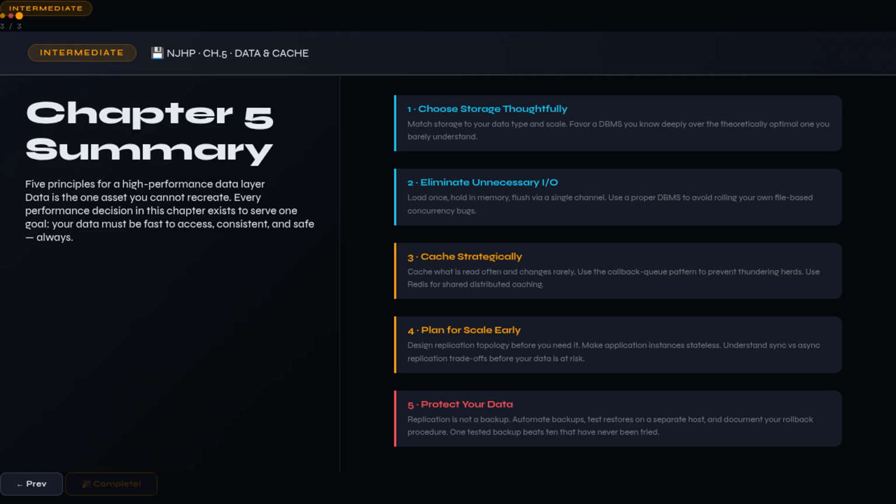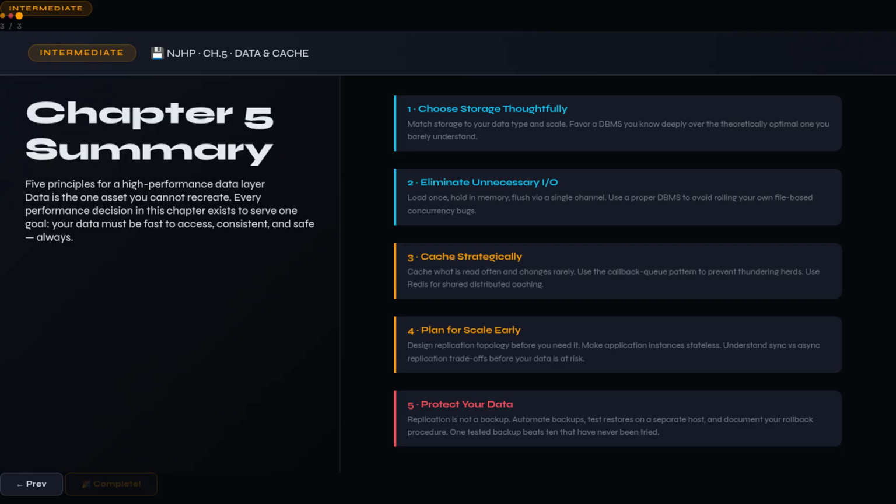The third principle is, cache strategically and correctly. Identify the data that is read frequently and changes rarely, that is your caching opportunity. Use the cache-aside pattern. Be aware of the thundering herd problem in async environments and implement the callback queue pattern to prevent it. Use Redis for shared, structured caching across multiple application instances.